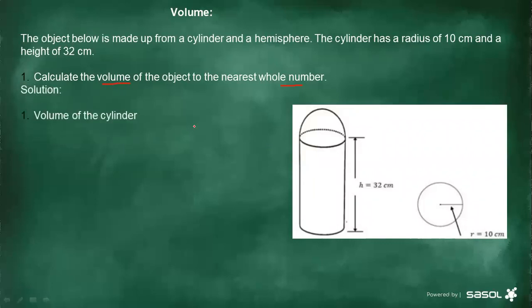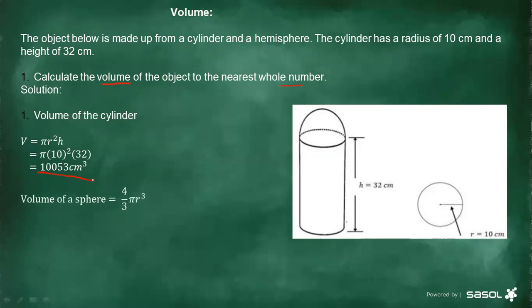Volume of a cylinder first. We calculate the volume of the cylinder, which is V equals pi r squared times height. We substitute because from the scenario we are having the height, which is 32, and the radius, which is 10. We substitute the values, and then it gives us 10,053 cubic centimeter. So that is the volume of the cylinder.